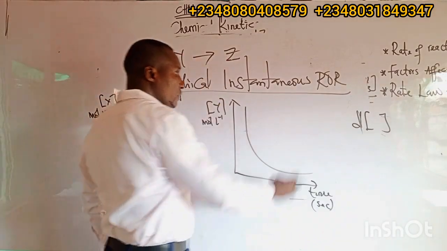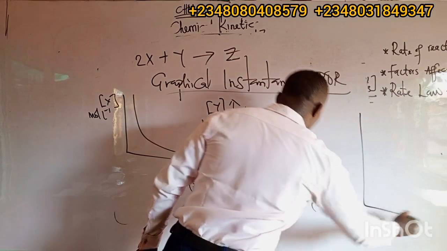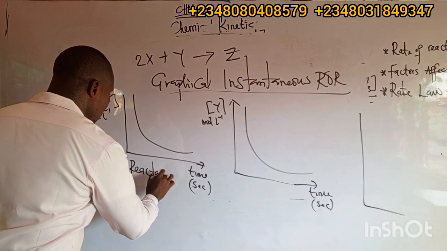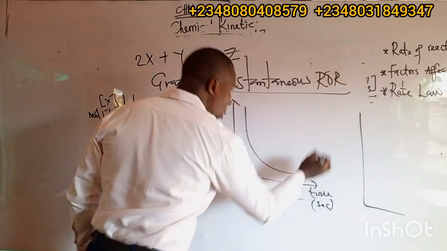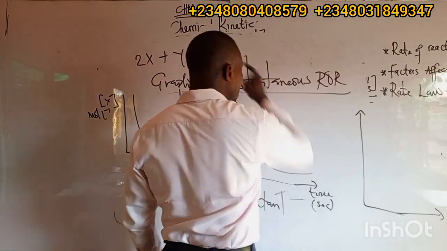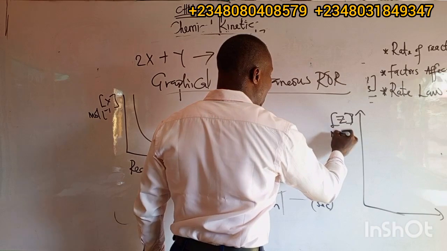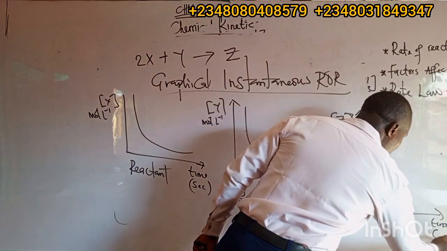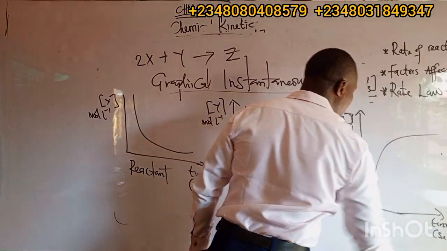For Z, which is increasing in concentration, the product: these two are reactants, this is also a reactant. The product is increasing in concentration. What was the product? Z. Concentration of Z, which is given in mole per liter, then time in seconds. It's increasing in concentration. You have something like this.